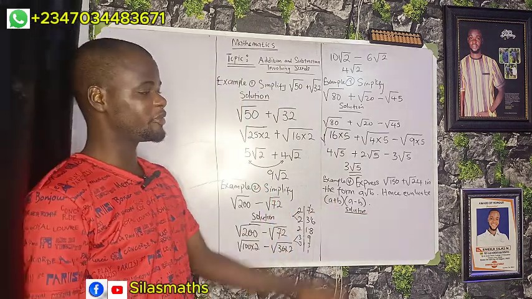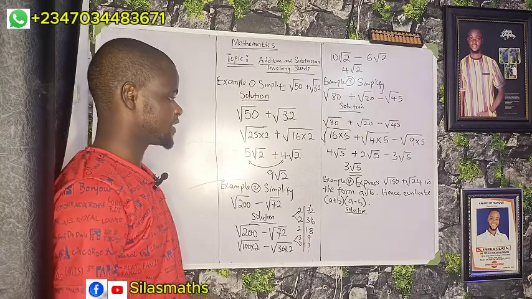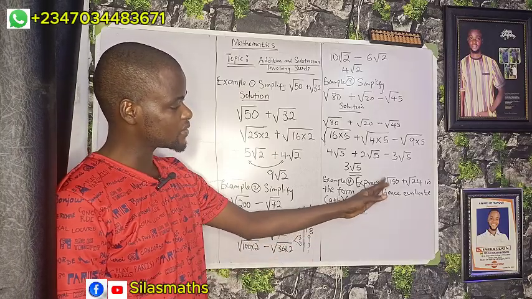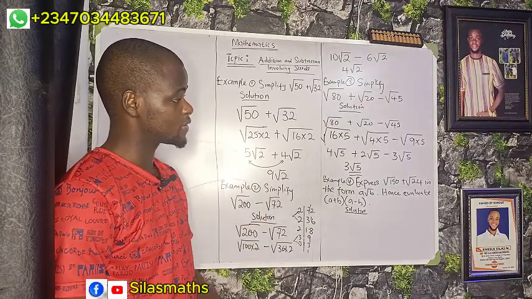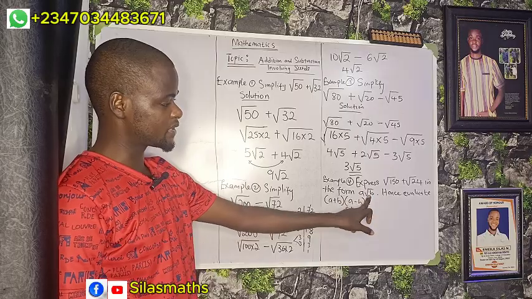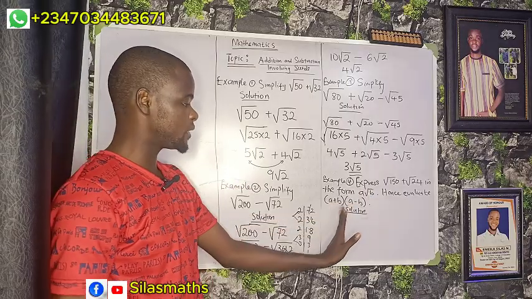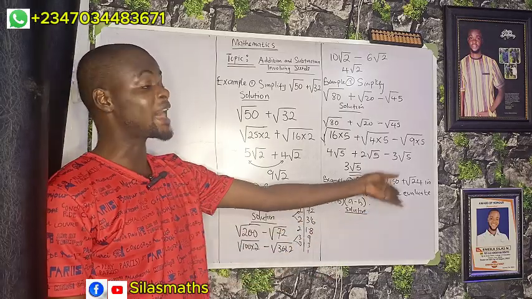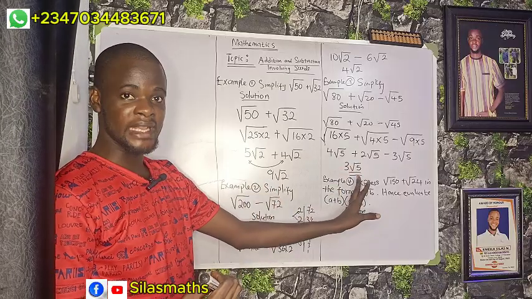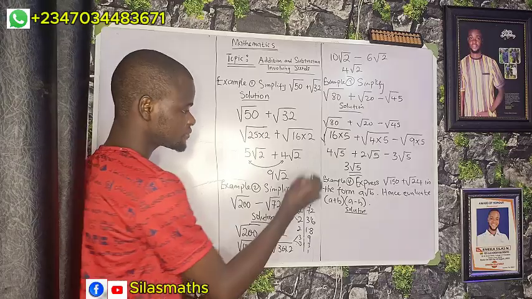Okay, I have example 4, and the question is a very sweet one, simple and easy though. It reads: express root 150 plus root 24 in the form A root B, and hence evaluate A plus B times A minus B. So first of all, we just need to add the two surds, and whatever we get, we compare it to get our A and B.